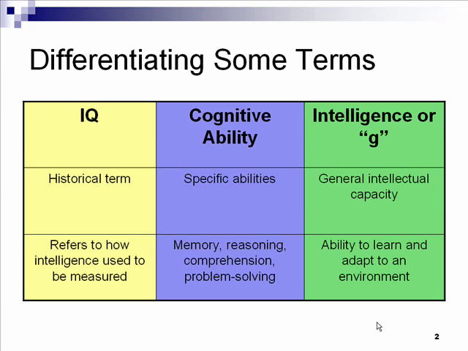First, let's start with IQ. Now, IQ is the old school way of looking at intelligence. It simply refers to how intelligence used to be measured. So it's really just a historical term.